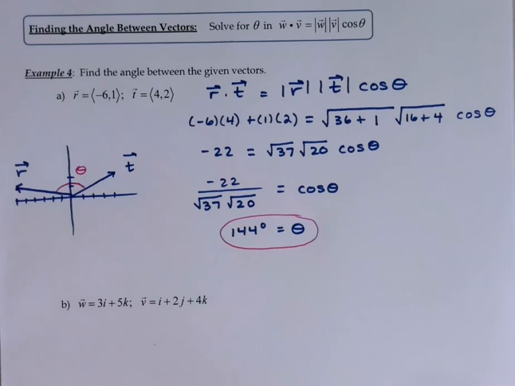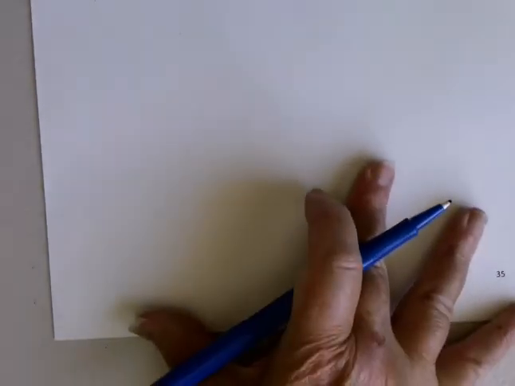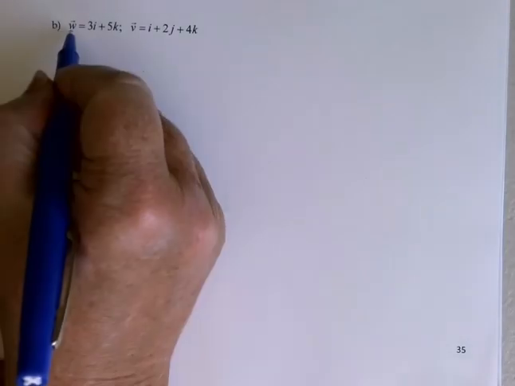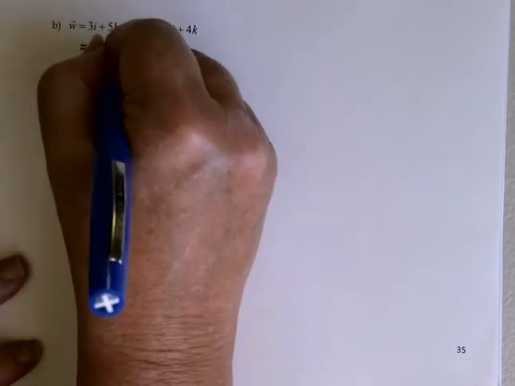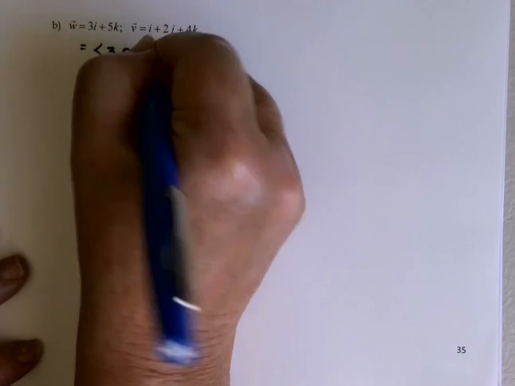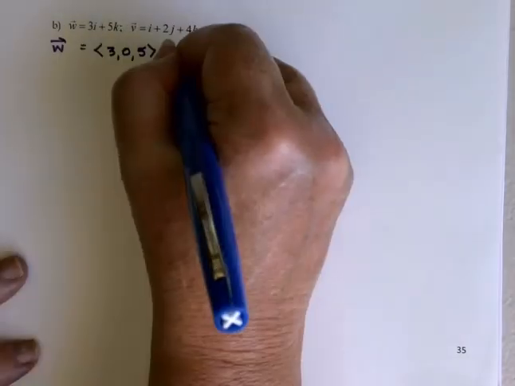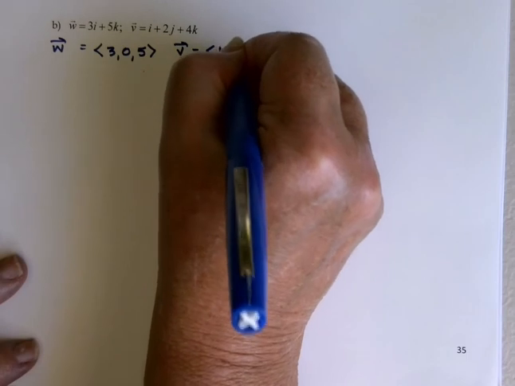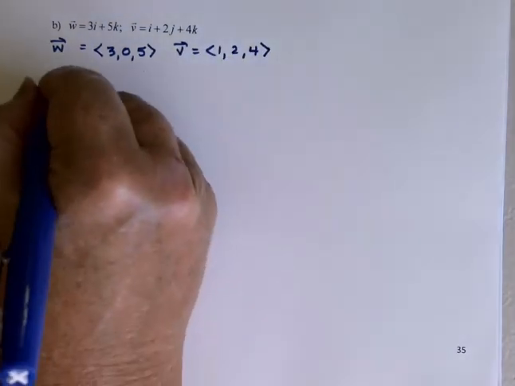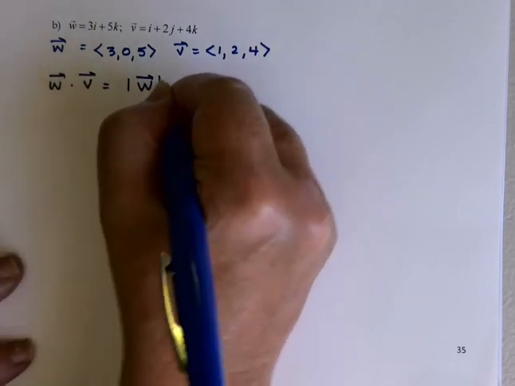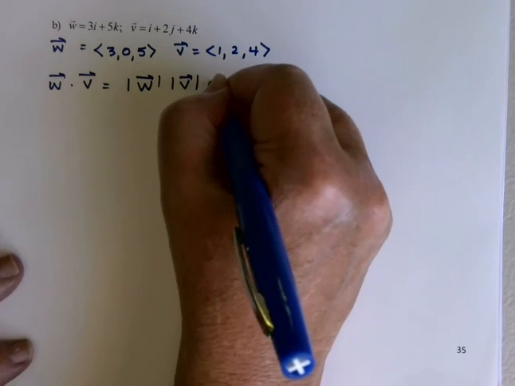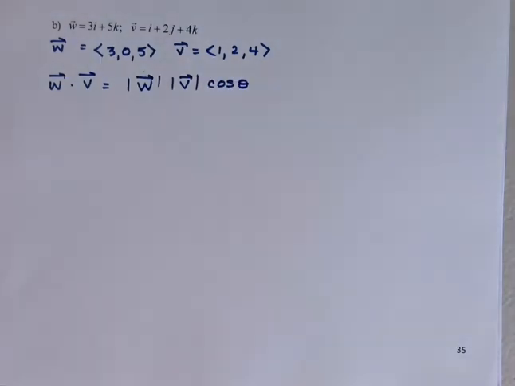All right, let's do the same type of thing, but in 3 dimensions. We won't be able to draw this one very well, but we could still do the calculation. So we want the angle between W and V. And I'm going to rewrite my W as 3, 0, 5 and my V as 1, 2, 4. And we have W dot V is the magnitude of W times the magnitude of V times the cosine of the angle between them, theta being what I'm trying to find here.